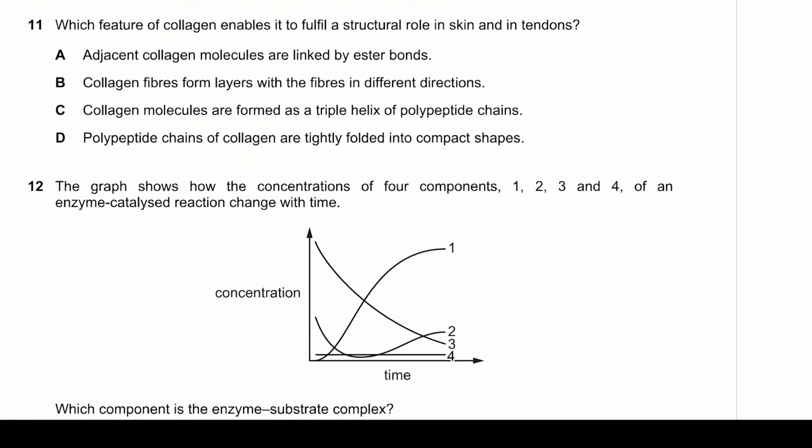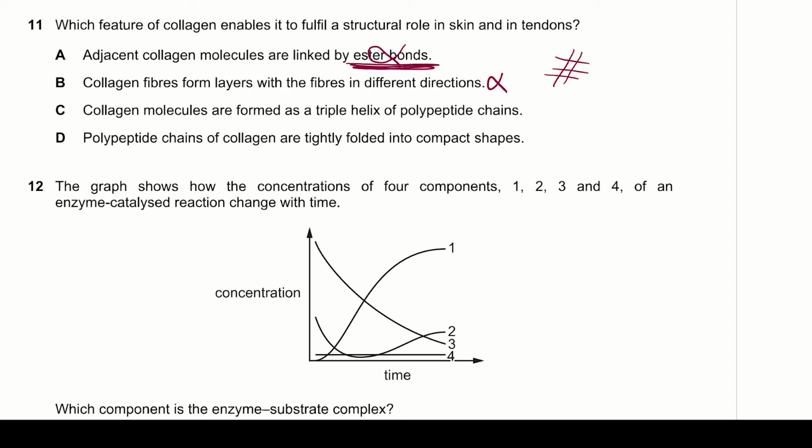Which feature of collagen enables it to fulfill a structural role in skin and in tendons? A. Adjacent collagen molecules are linked by ester bonds. This is incorrect because ester bonds have nothing to do with collagen molecules. They are actually linked together by mostly hydrogen bonds and some covalent bonds. B. Collagen fibers form layers with the fibers in different directions. This is incorrect because they actually form layers in parallel directions, not in different directions, not a cross-ply structure like cellulose, for example.